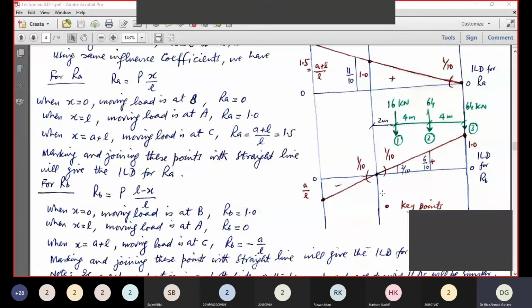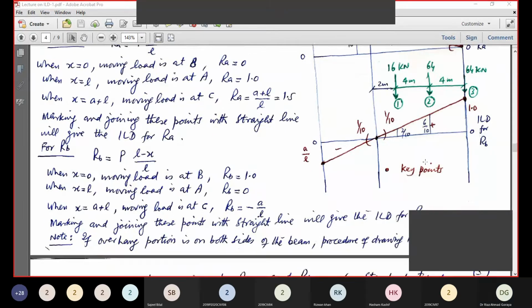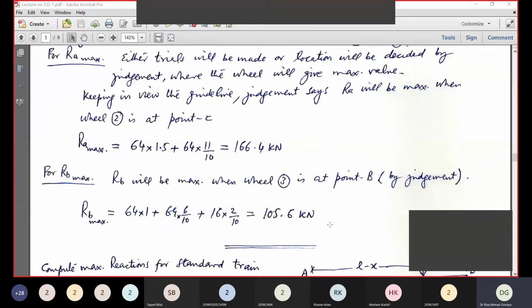Now similarly, for RB max, we have this arrangement. When wheel 3, it's the same as the previous case. RB will be maximum when wheel 3 will be at B. And surely the value will be the same as the previous. Yes, the same one. 64 into 1 plus 64 into 6 by 10 plus 16 into 2 by 10. That is 105.6.